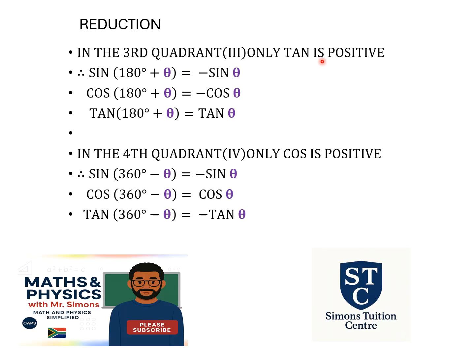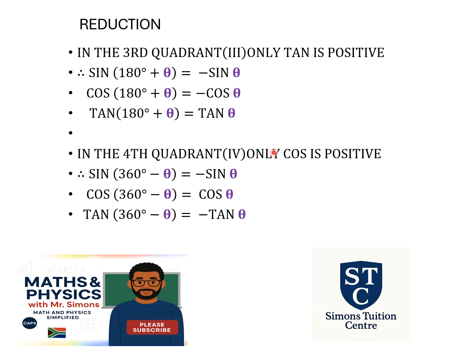In the third quadrant, only tan is positive. So the third quadrant is 180 plus theta. Right, so in the third quadrant, sine is negative. So sine of 180 plus theta becomes negative sine theta. Cos of 180 plus theta becomes negative cos theta because in the third quadrant, only tan is positive. But tan of 180 plus theta then becomes tan theta.